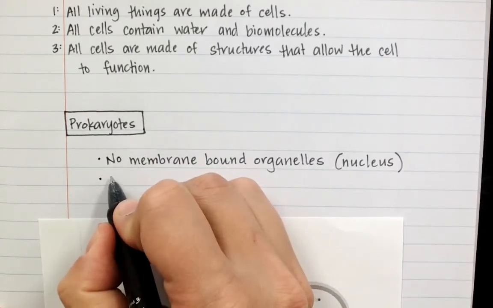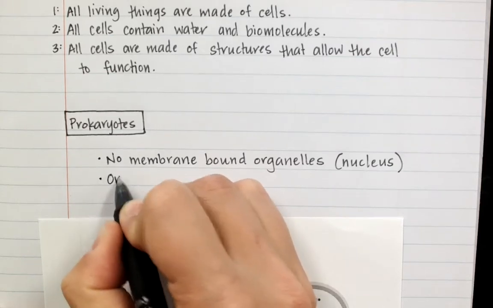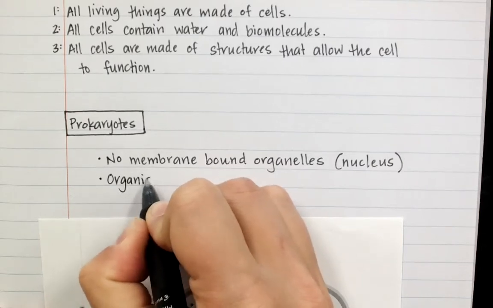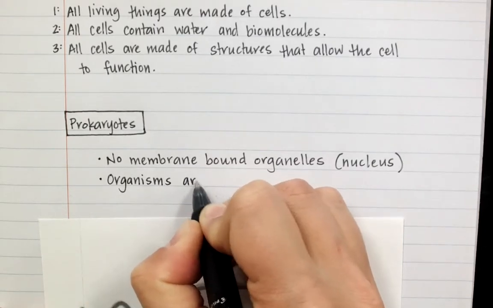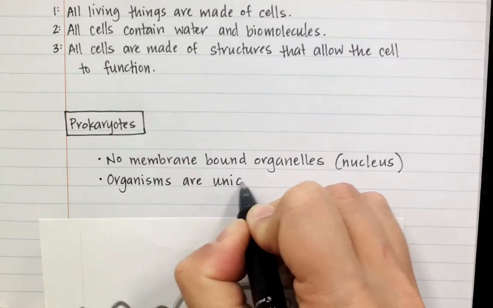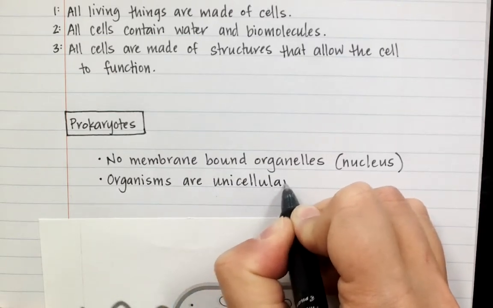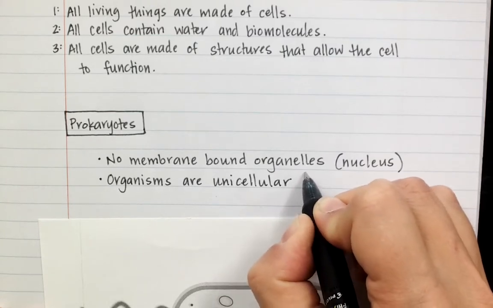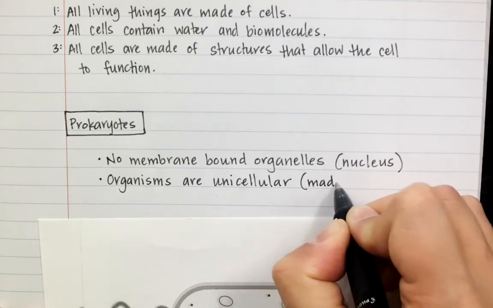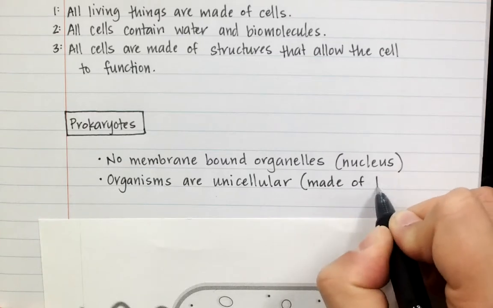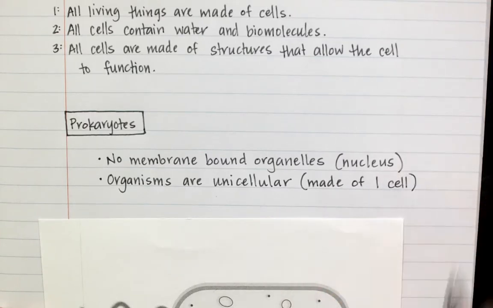Another thing that you should know about them is that these organisms are unicellular. So unicellular means that they are made of one cell. So you are multicellular, you are made of multiple cells working together. These organisms are unicellular, they have only one cell that makes up their whole body.